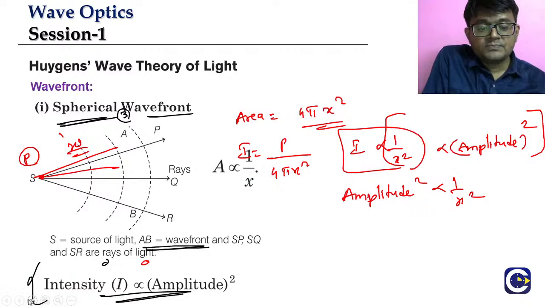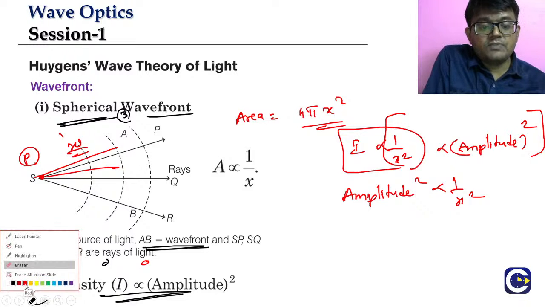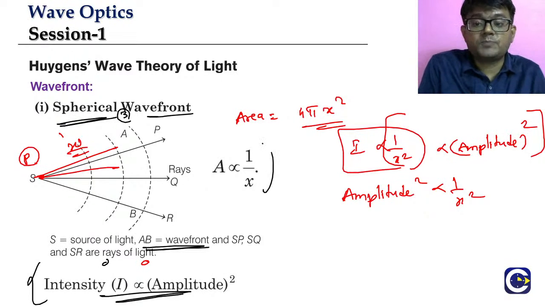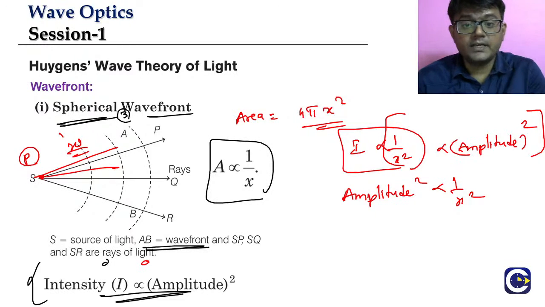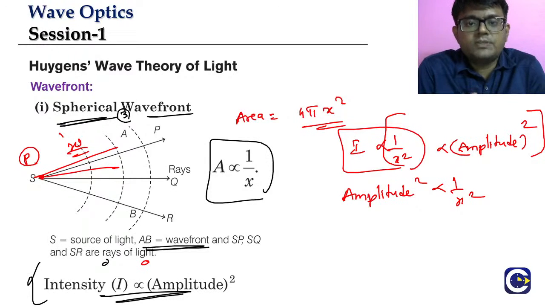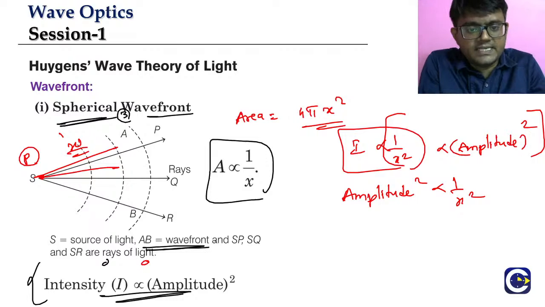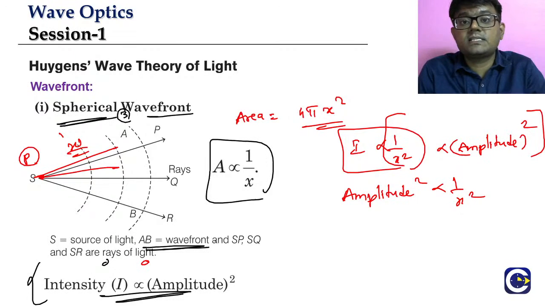So in case of a spherical wavefront, what is the relation between the amplitude of the wave and the position of the wavefront from the source? It is A proportional to 1 by x. How are we able to get it? We are able to get it by using the intensity relation, because the source produces power. Whatever power is radiated by the source is incident on a surface area at a distance. Based on that, we understand the relation between the amplitude of the light wave and the distance.